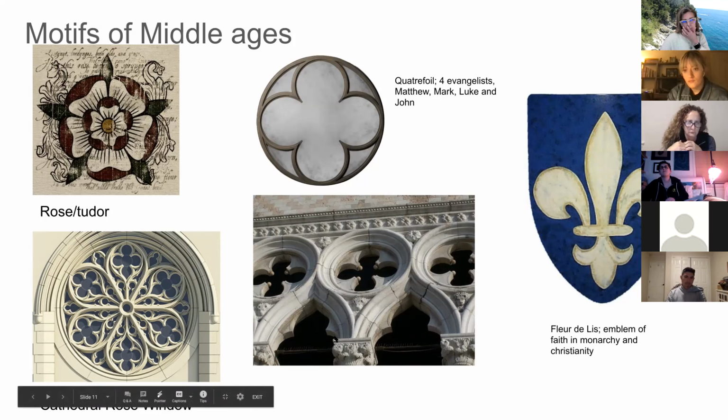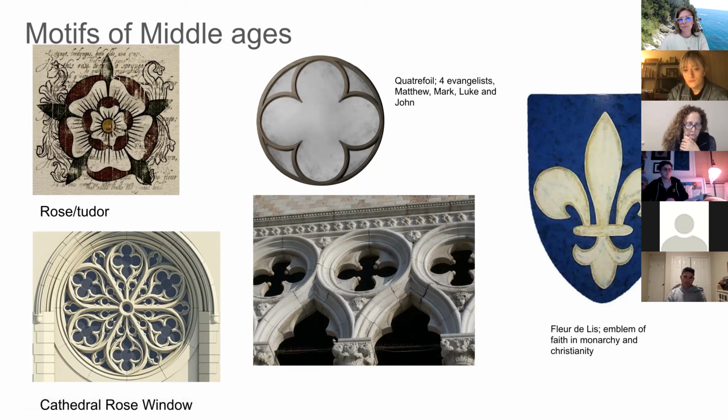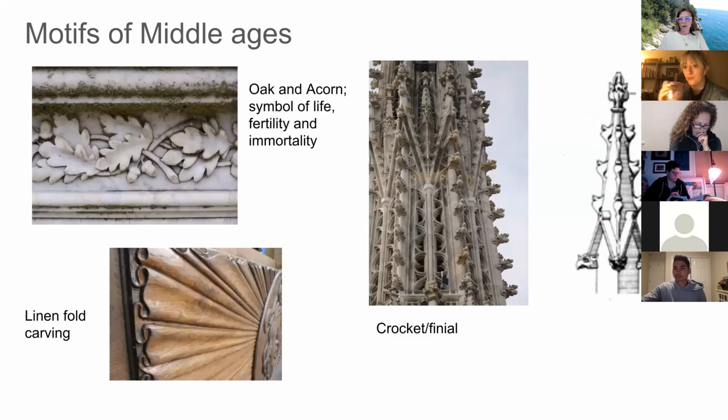The pointed arch is very common. And then the fleur-de-lis, which is an emblem of faith and used by the monarchy, also denotes faith. It was used by the English, but also started with the French. So it combines those two, and it's used by both countries.